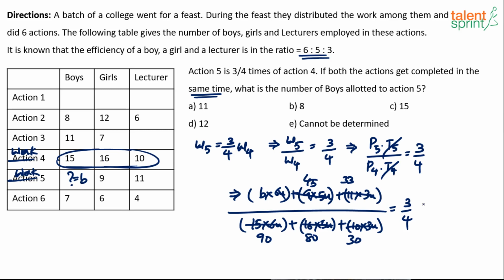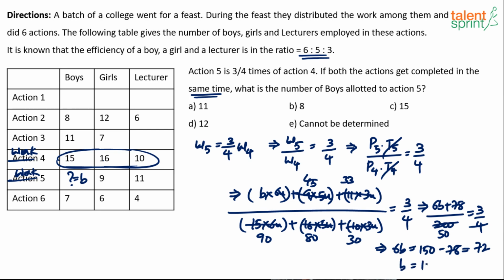So the equation looks like this. You see, 6B plus 78 divided by 90 and 80, 170, plus 30, 200, equals 3/4. So this goes 50 times, 50 into 3 is 150. So 6B equals 150 minus 78. 150 minus 78 is what? 72. 6B is 72, so B should be equal to 72 by 6, which is 12. So we can say there will be 12 boys in Section 5. Option 4 has to be the answer.